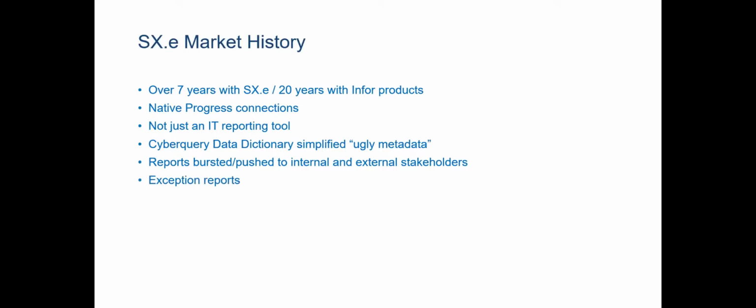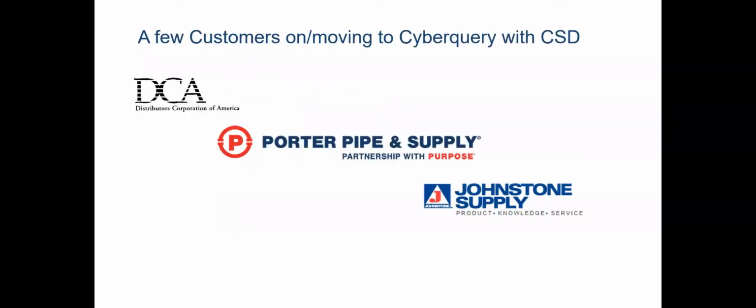And exception reports. So I only want to see data that meets a certain exception. And you can, of course, put this within our Queue Director scheduling module as well, so you're only receiving that when that certain criteria is met.